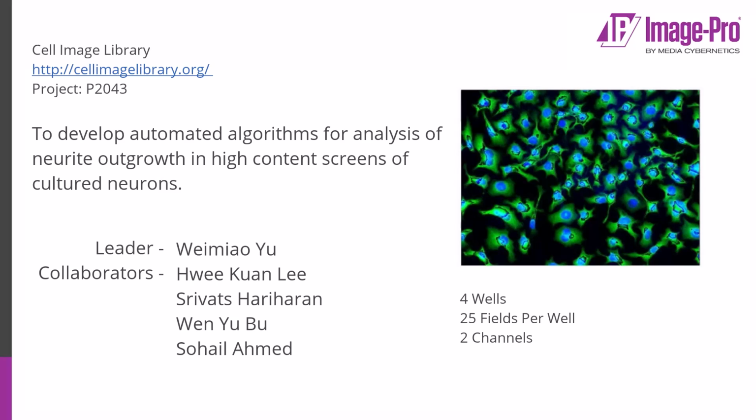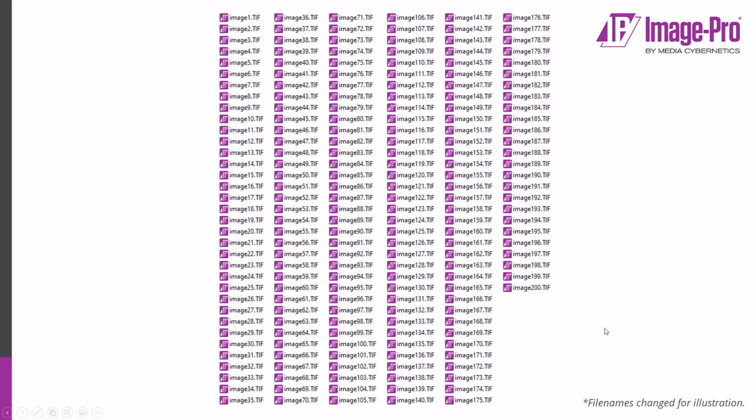The final scenario I'm going to discuss to import is a dataset that came from the Cell Image Library, Project 2043. This is the work of Yu et al. Now in this case, the dataset represents 4 wells of a multi-well plate. There are 25 fields per well, and each well contains 2 channels. I've edited the name of these files to remove any useful information from them. When I downloaded them, they did actually contain useful information, but to illustrate how we import files that don't contain any useful information, they've been changed to just be named image 1 to image 200.